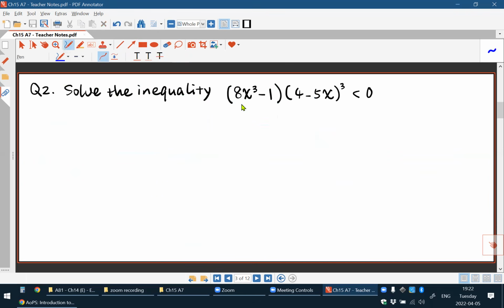Okay, let's observe the inequality here. Left side is a product of two expressions, right? So first of all, let's check if we can factor the first one, because the second one is already a binomial, right? Okay, first one is actually 2x cubed minus 1 cubed, right? Remember that we can use a cubed minus b cubed equals a minus b times a squared plus ab plus b squared to factor it, right? So this one equals 2x minus 1 times 4x squared plus 2x plus 1, right?